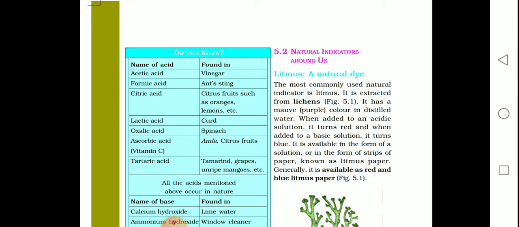It is available in the form of a solution or in the form of a strip of paper. It is available as a liquid solution, or as a strip of paper. You can see the picture below in this book. When known as litmus paper, it is generally available as red and blue litmus paper.